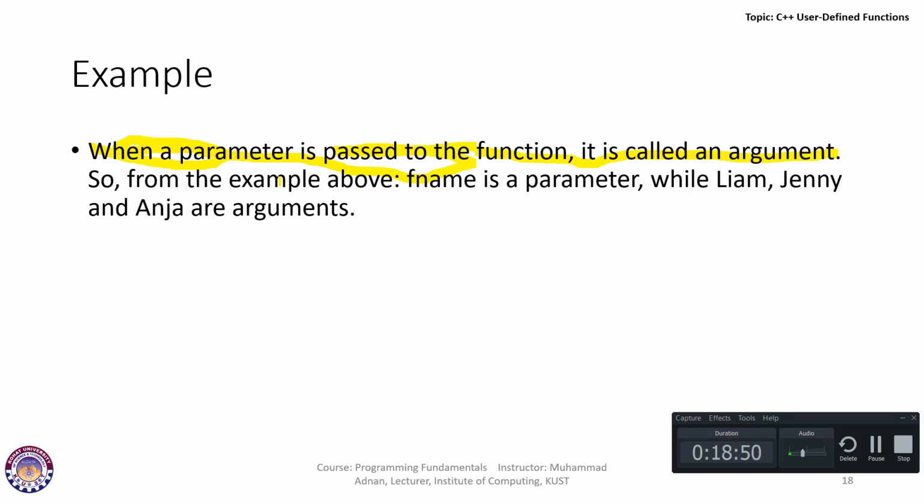From the example above, fname is a parameter because it was declared inside the function, while Liam, Jenny, and Anja are the arguments. Keep this difference in mind, because you will get confused whenever people are talking about arguments and parameters. There is a difference, though a lot of people mix these terms, calling an argument a parameter and a parameter an argument. But as a professional, you should know the difference between argument and parameter.